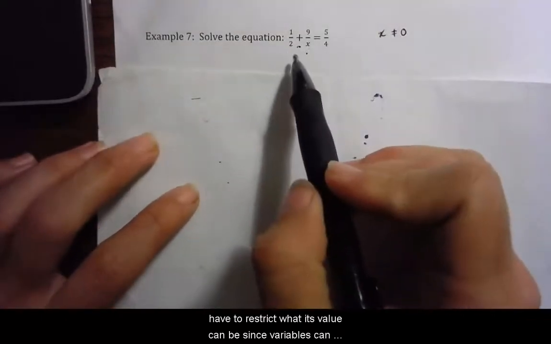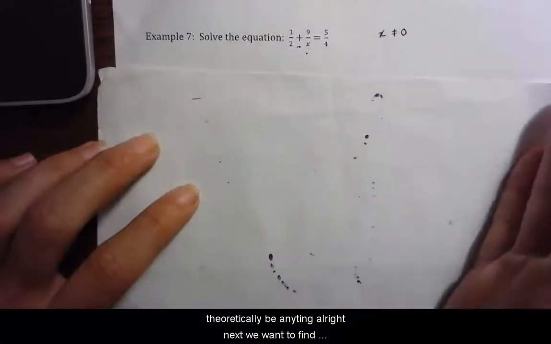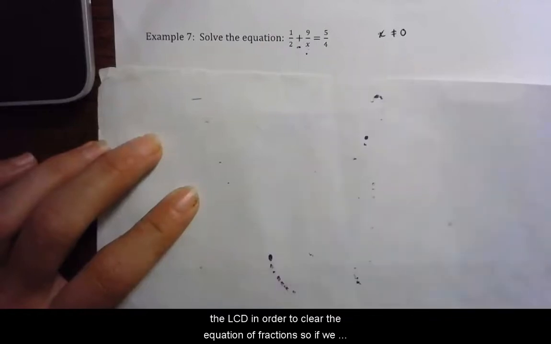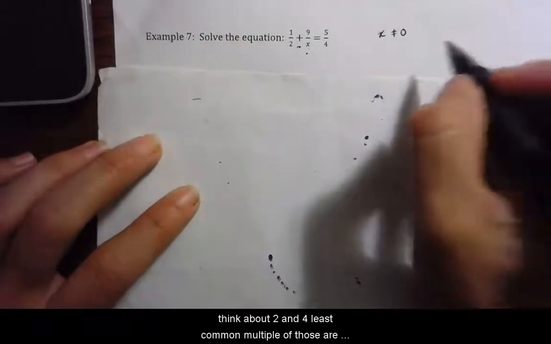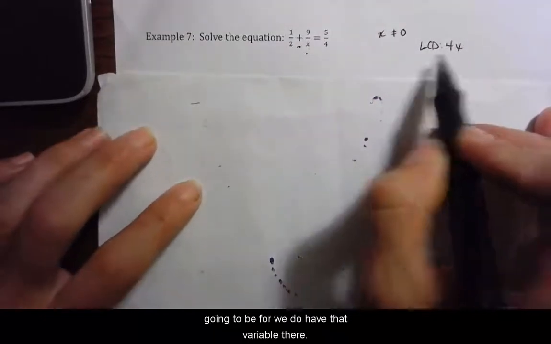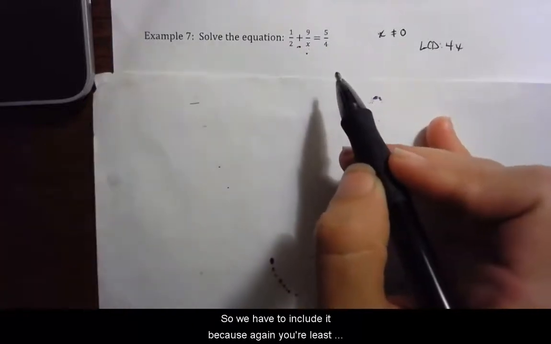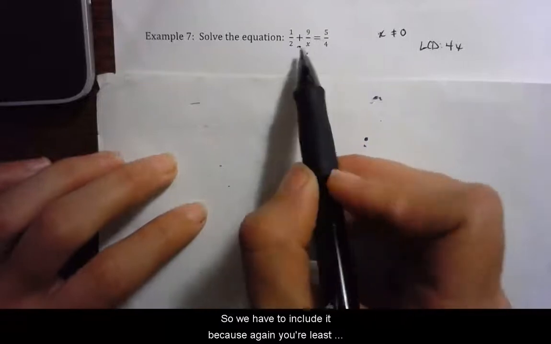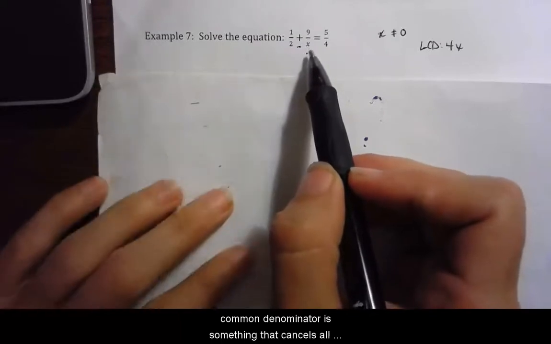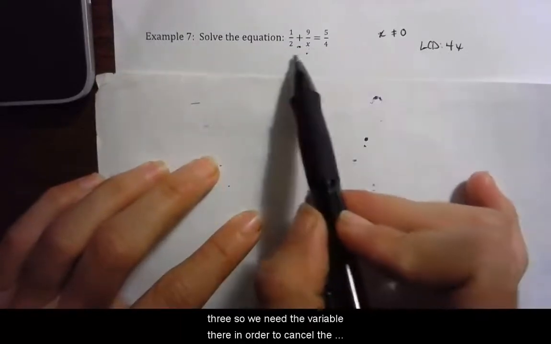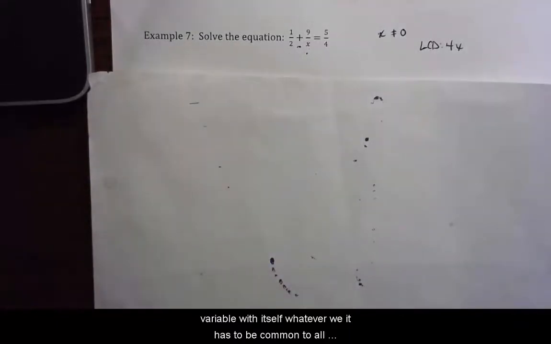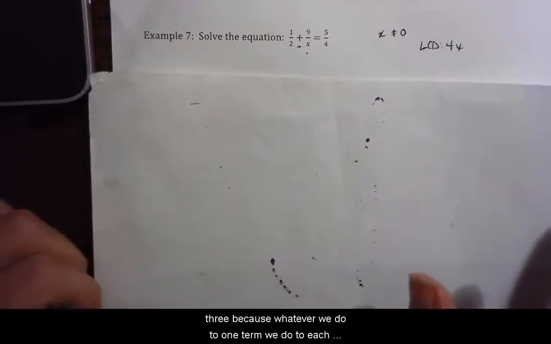Alright, next we want to find the LCD in order to clear the equation of fractions. So if we think about 2 and 4, the least common multiple of those is going to be 4, but we do have that variable there. So we have to include it because, again, your least common denominator is something that cancels all three. So we need the variable there in order to cancel the variable with itself. It has to be common to all three, because whatever we do to one term, we do to each of them. And so in one shot, we want to be able to cancel all fractions.